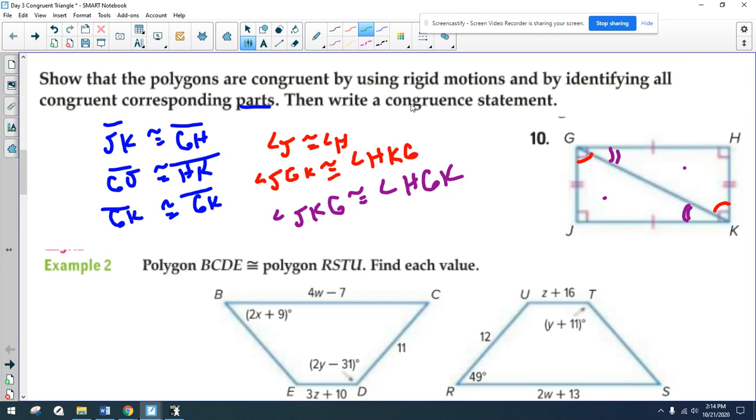The last thing they asked for, then write a congruence statement. What that means is we need the triangle statement. Okay? So if I do right angle 1, 2, we're going to do it like that. I'll do J, GK. And then same thing over here, right angle 1, 2. So HKG. That's what they want. Okay, so lots of answers for one problem.